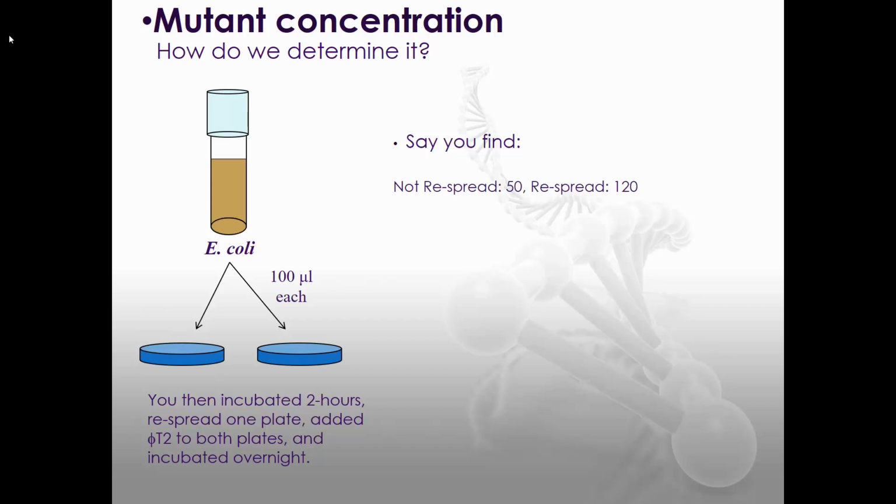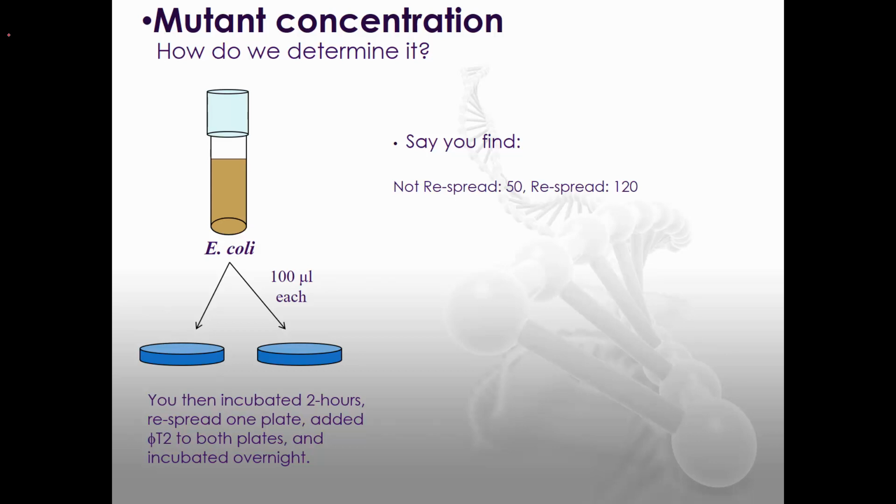So the mutant concentration is going to be the easier of the two to figure out, right? Because there's no real big calculations there, no dilutions. And so what you did was you took your E. coli, you plated it on two different plates because you actually had a treatment going on. You put 100 microliters of the E. coli B on two different plates. You let it sit there for 2 hours, and then you respread one of those plates, and then you added T2 to both of those plates. You let it sit at least overnight. You looked at it late the next day, maybe 2 days, and you counted colonies.